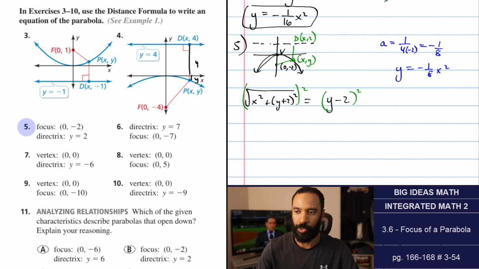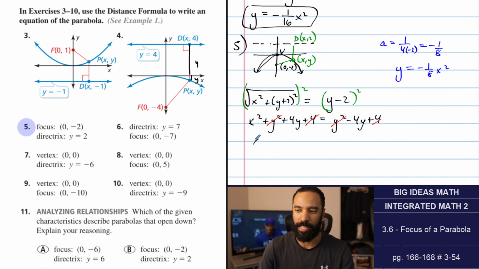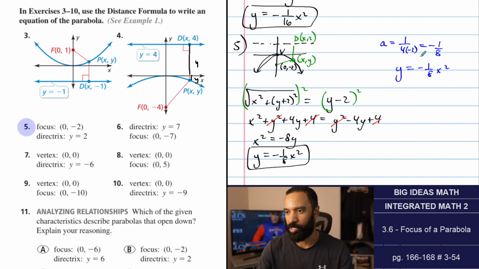Now if I square both sides, I get rid of this radical right here, and that will square this part naturally, just like we would have with the Pythagorean theorem and the square root canceling. We're going to have x squared plus y squared plus 4y plus 4 expanded equals y squared minus 4y plus 4. Y squareds are going to cancel once again. 4s are going to cancel here. I get to subtract 4y from both sides, and I'll get x squared equals negative 8y. Divide both sides by negative 8, and you get y equals negative 1/8 x squared. Once again, what was expected over here.